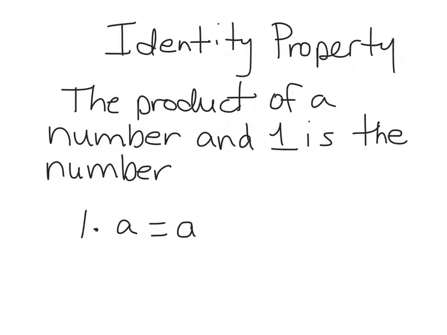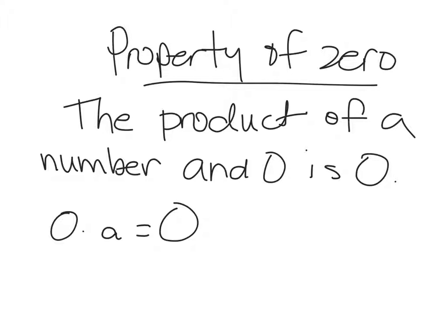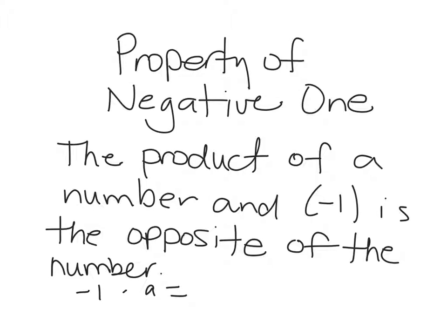Example would be 1 times negative 4 is going to equal negative 4. It's 1 times itself. The property of 0 is the product of a number and 0 is 0. So 0 times A is 0, or 0 times negative 2 is going to be 0. The property of negative 1 is the product of a number and negative 1 is the opposite of the number. So anything times negative 1, so in this case negative 1 times A, the A turns into negative A.